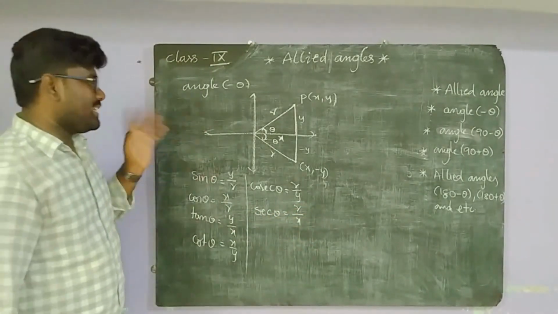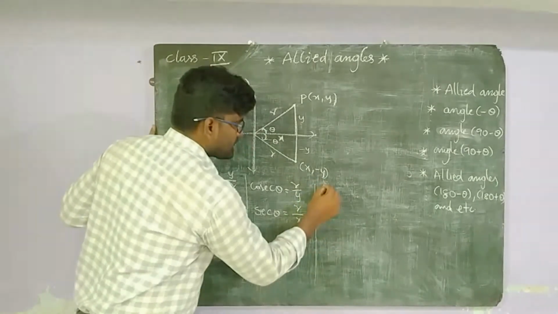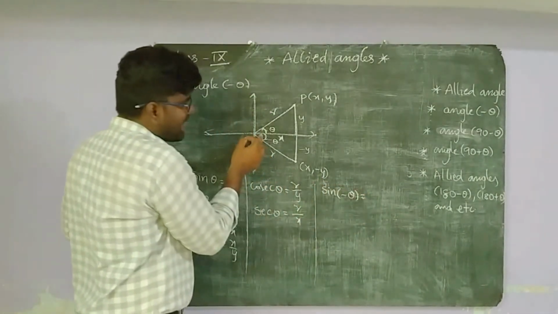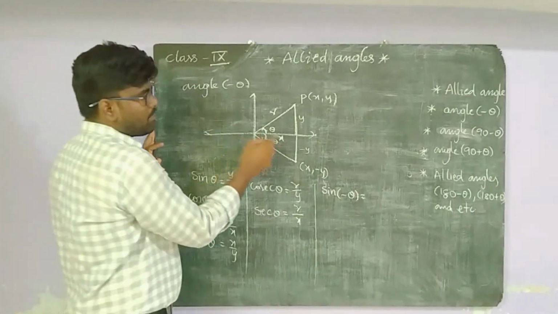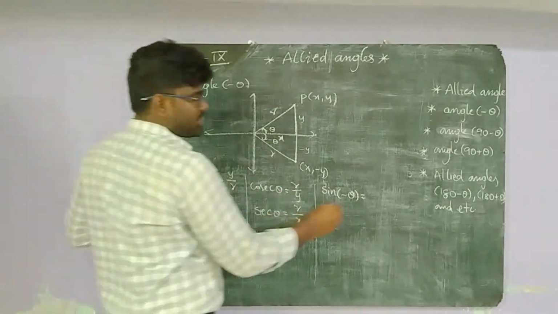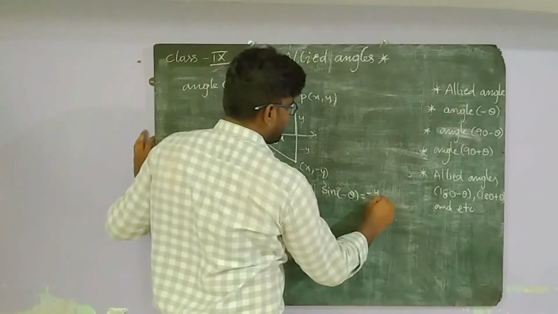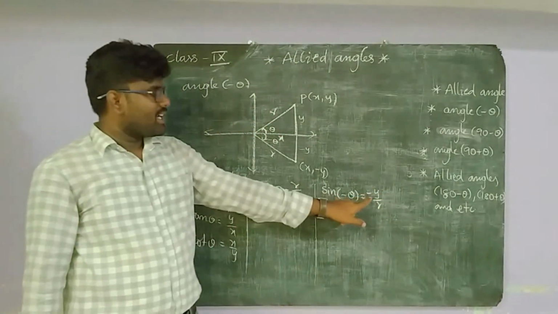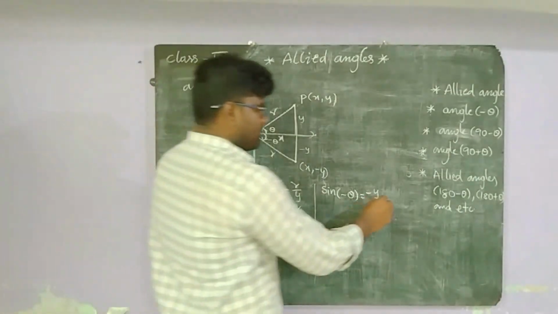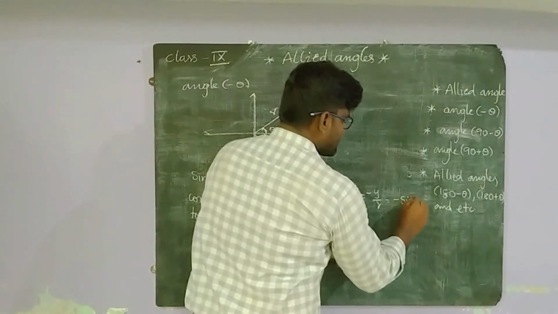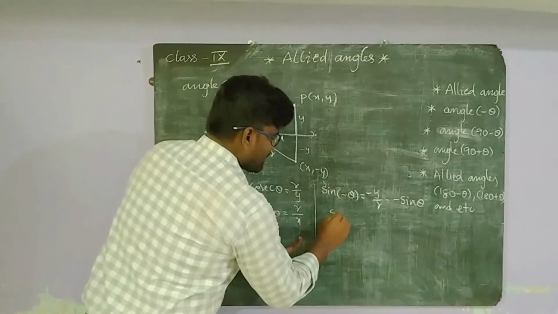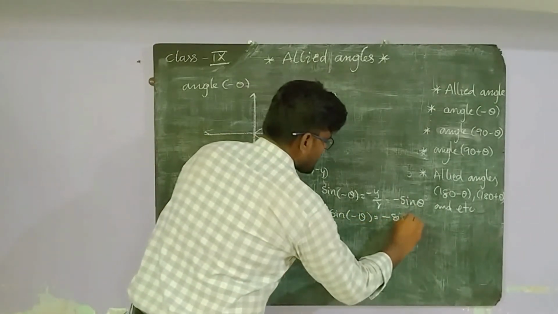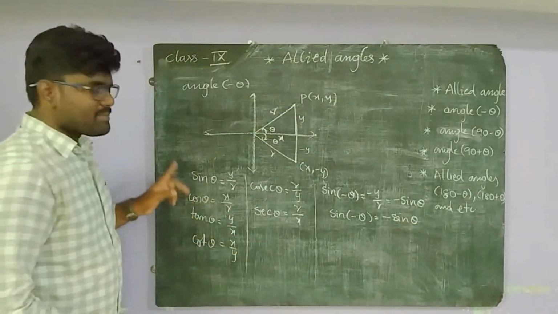We want sin of minus theta. Sin minus theta means the angle here, same opposite by hypotenuse. Opposite is minus y by r. What is y by r? It means sin theta. Minus y by r means minus sin theta. That means sin minus theta is equal to minus sin theta.